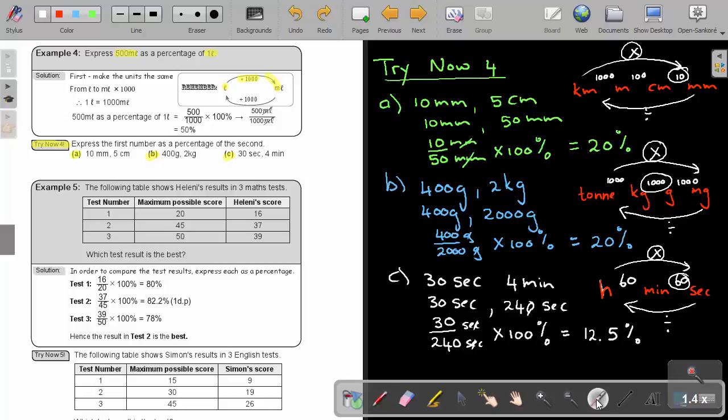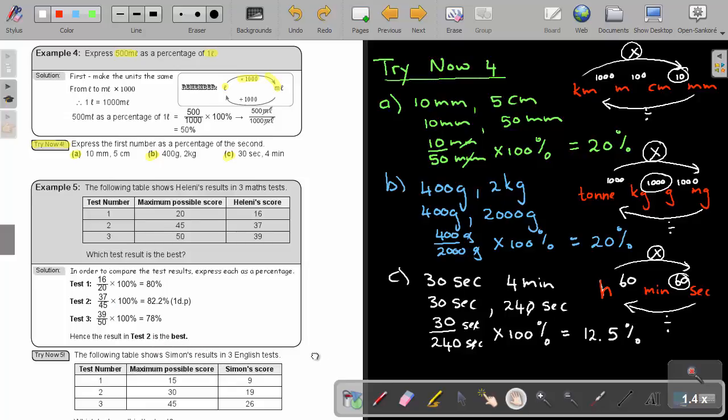Okay, let's go through this example. Example 5. The following tables show Yelene's results in 3 maths tests. Okay, there's the results. Maximum possible score, so it's out of 20. She got 16 out of 20, 37 out of 45, and 39 out of 50. So which result is the best? The best will be to make everything percentage. And if I make it percentage, I can say, oh, test 2 was definitely her best. So because it's a practical, let's just end with a sentence. Hence, the result in test 2 is the best.